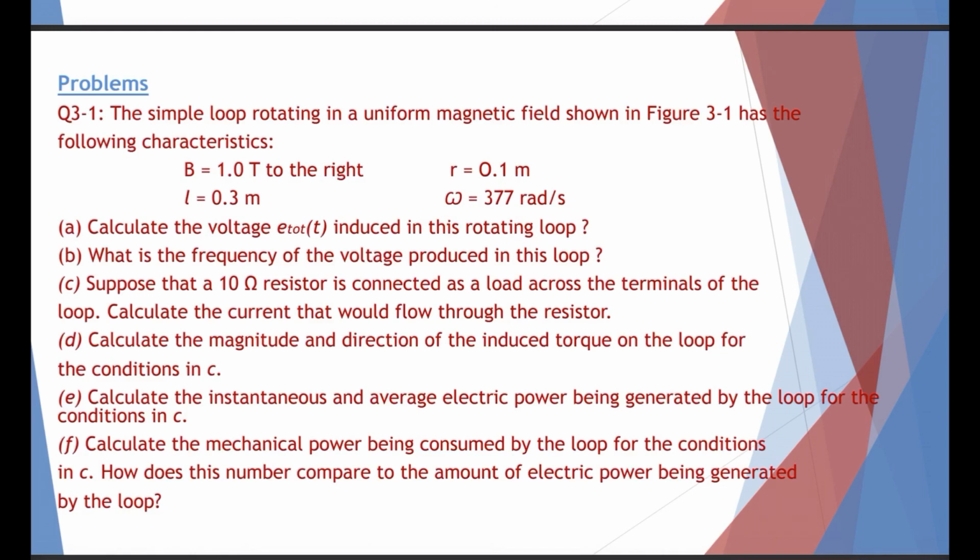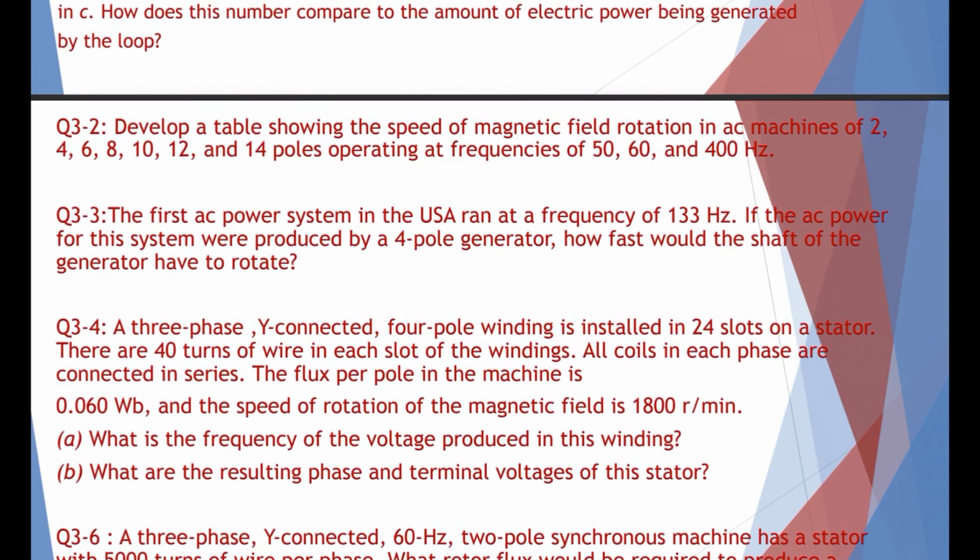Problems. We have some problems at the end of this chapter. Just try to solve problem 3.1, and also here we have problems 3.2, 3.3, 3.4, and 3.6. We will try to solve one problem here, which is problem 3. The first AC power system in the USA ran at a frequency of 133 hertz. If the AC power for this system were produced by a 4-pole generator, how fast would the shaft of the generator have to rotate?